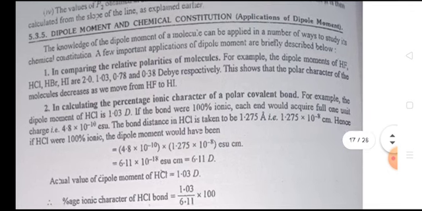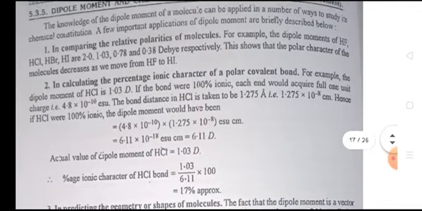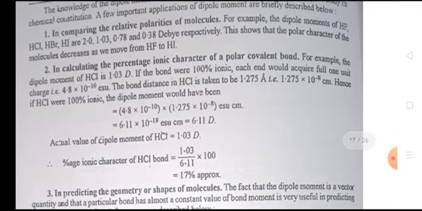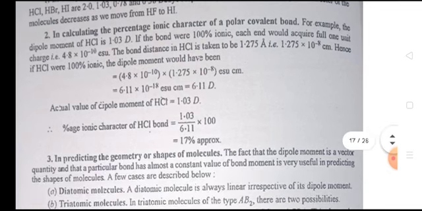Dipole moment and chemical constitution. Applications of dipole moment: in comparing the relative polarities of molecules. For example, the dipole moments of HF, HCl, HBr, HI are 2.0, 1.03, 0.78 and 0.38 respectively. This shows that the polar character of the molecule decreases as we move from HF to HI. In calculating the percentage ionic character of a polar covalent bond.